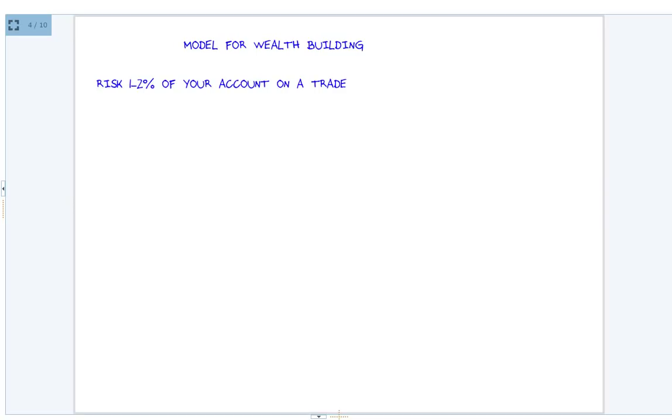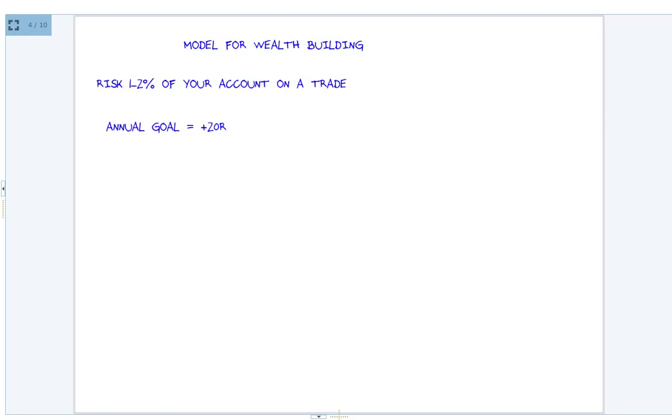It also depends on your account size. If you have millions of dollars, you're not really going to be risking 2%. You're probably going to have a little bit lower risk. So everything is relative, but the model is you risk 1 to 2% of your account on any given trade, and your goal for a whole year, your annual goal, is 20R.